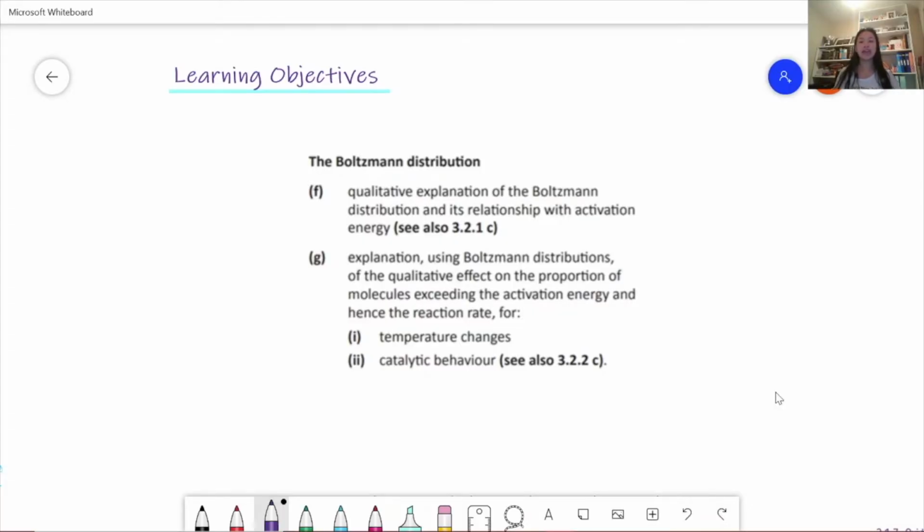Today we're going to be looking at the Boltzmann distribution. So our two learning objectives are to firstly learn about the qualitative explanation of the Boltzmann distribution and its relationship with activation energy, and then to explain, using Boltzmann distributions, the effect on the proportion of molecules exceeding the activation energy, and hence the reaction rate, for temperature changes and catalytic behaviour.